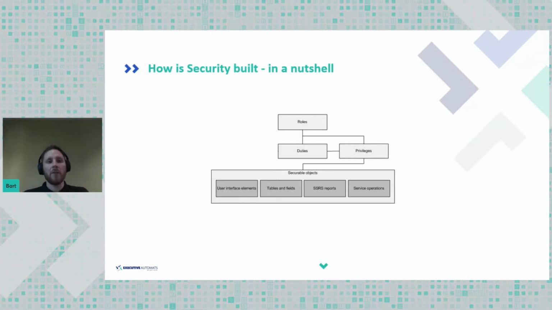So in a nutshell, the security in finance and operations is built of roles, duties, and privileges. We can say they are the biggest groups. The role is the biggest group, which consists of duties, and the role consists of privileges. Duties can consist of privileges, and duties can consist of entry points. An entry point, or so-called menu item, is the smallest element that you've got in the security, and based on these smaller elements, you are able to estimate your licensing model.